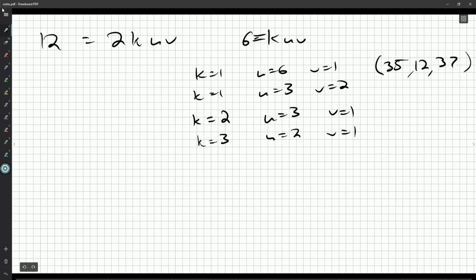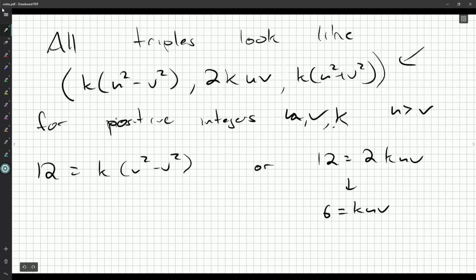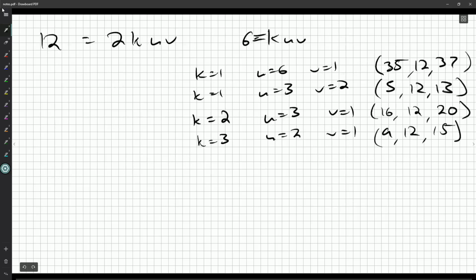So that's good. What else do we have? 3 squared minus 2 squared, so that's 9 minus 4 is 5, so 5, 12, that's the 13 one. Let's see. 9 minus 1 is 8, so that's 16, 12, and 20. Already knew about that one. I'm going to suspect this one is 9, 12, 15. Okay, but what else could we have? Well, we could have 12 equal to k times u squared minus v squared. And that's going to be a little harder to work out.